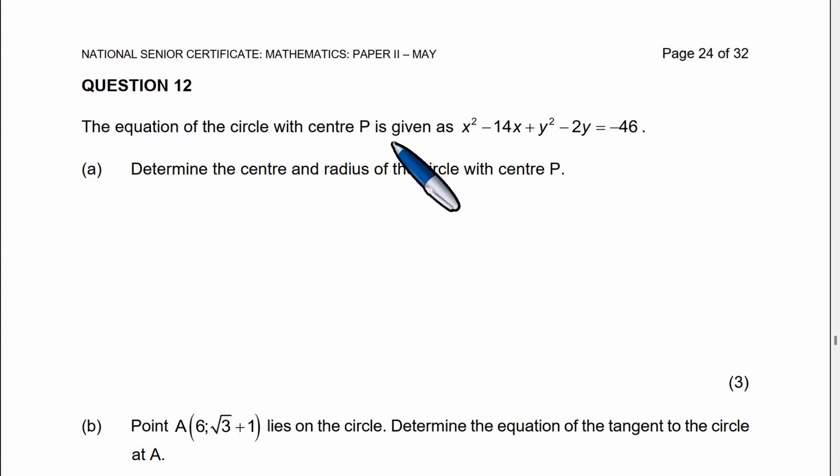Right, the equation of the circle with center P is given as this. Determine the center and radius of the circle with center P. Very easy distinction to get. Right, so these kinds of questions you'll expect to get.